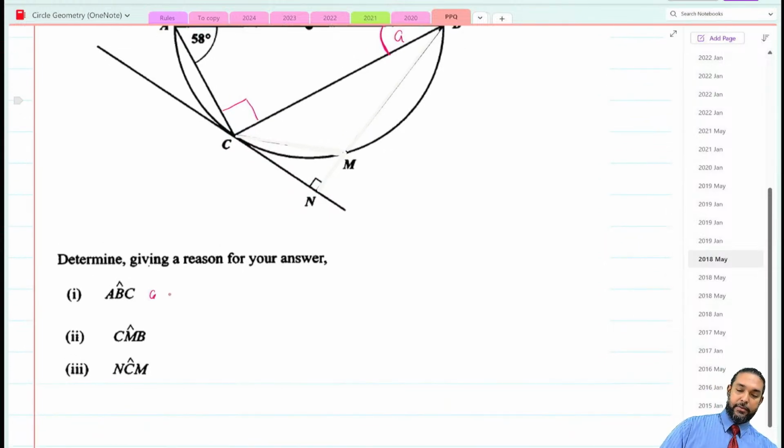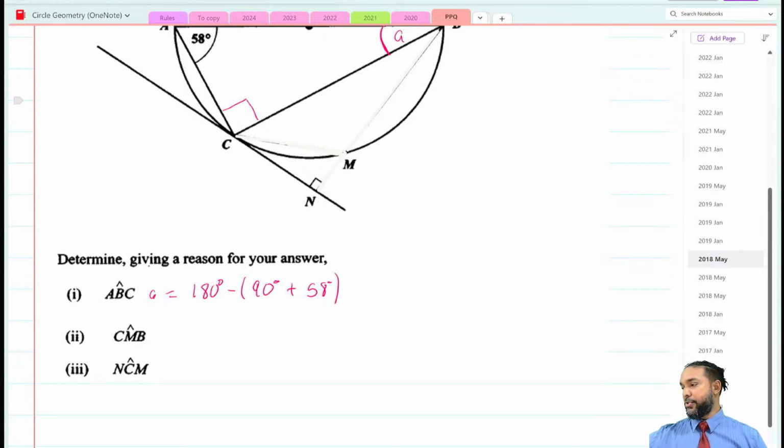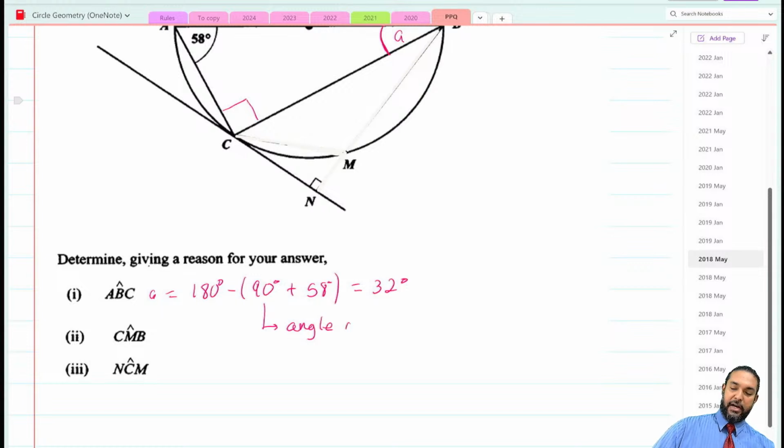All right. So this is equal to 180 degrees minus 90 degrees plus the 58 degrees, right? So 90 and 58 is 148. 148 from 180 is 32 degrees. Right, so we have a couple of things to notate here. The 90-degree angle is because it's the angle in a semicircle. Okay, cool. And the 180 is because angles in a triangle add up to 180 degrees.